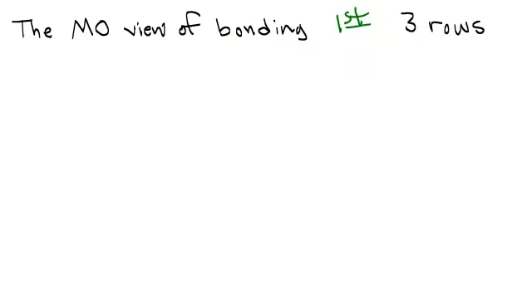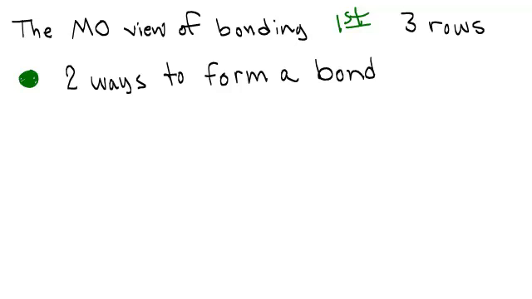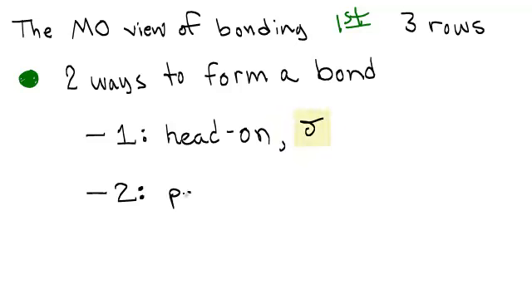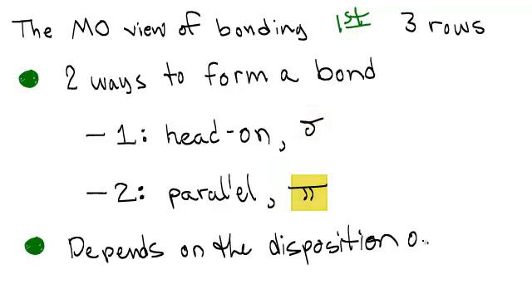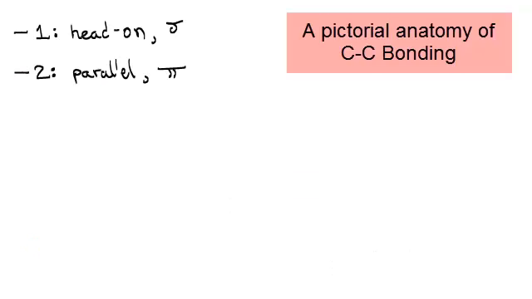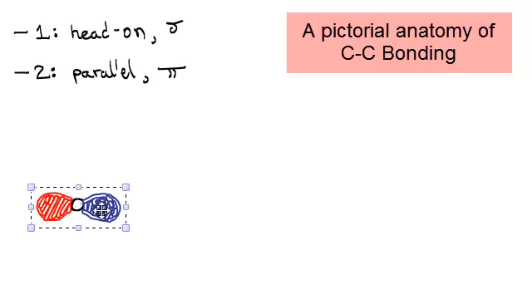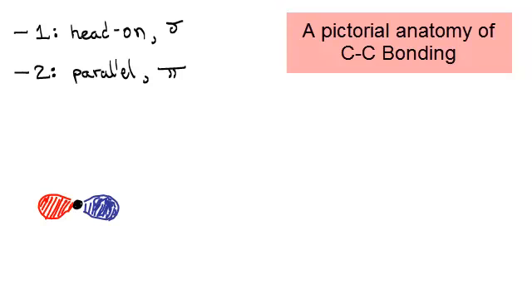What's going to follow is a modern view of bonding of the first 3 rows in the periodic table. Basically, between these atoms, there are 2 ways to form a bond: 1, head-on, and this we call sigma, and 2, parallel, and this we call pi. These 2 bonding motifs depend on the disposition of the orbitals that are interacting. Let's discuss this further. First, let's consider the head-on interaction. From now on, I'm just going to call this sigma bonding.